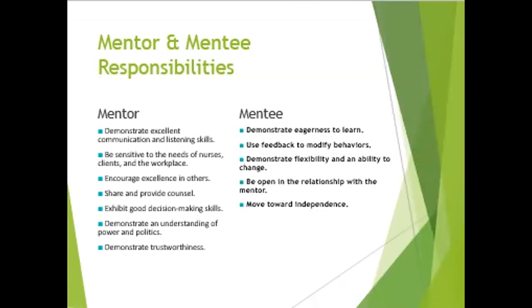If you find a mentor, as the mentee, you have responsibilities to them. The responsibilities that you have to your mentor would be to demonstrate an eagerness to learn. You want to use the feedback that they give you to modify your behaviors. You want to demonstrate flexibility and an ability to change. You want to be open to the relationship with the mentor. And you want to move towards independence.